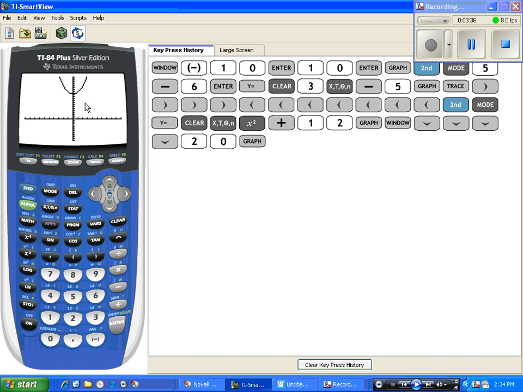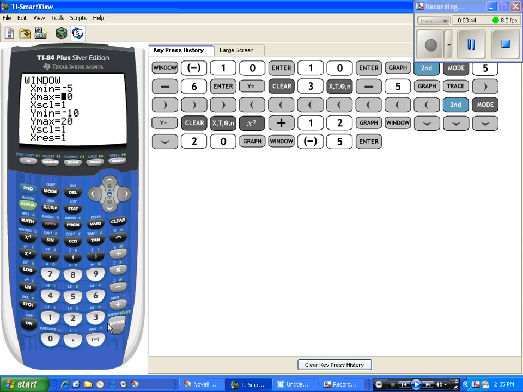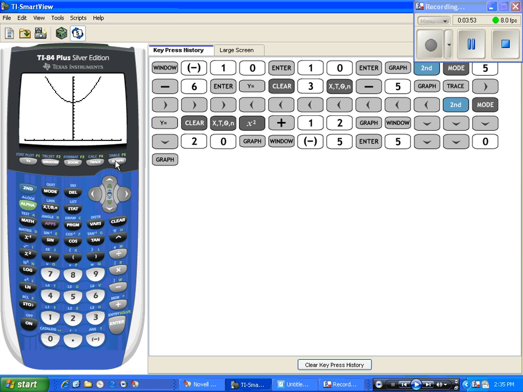Anytime you change your window, you can always take a look at what values you have there. Values do not have to be symmetric. We could make this window go from negative 5 to 5 and 0 to 20. There's no such thing as a perfect window when you're graphing, but try to get a window that shows enough detail to see what's going on and eliminate some of the parts that you don't really use, any blank spots in your window.